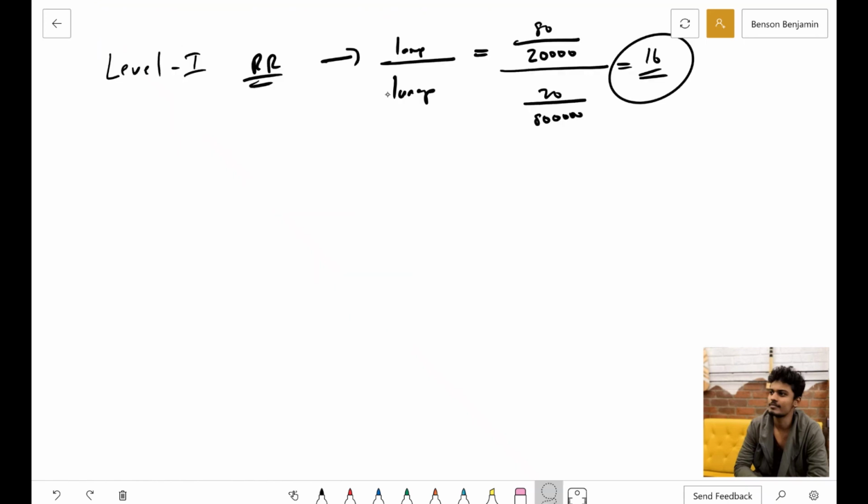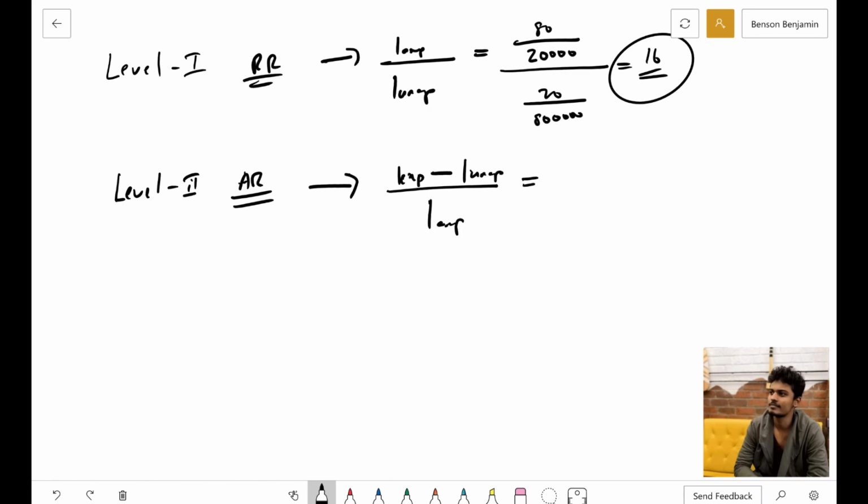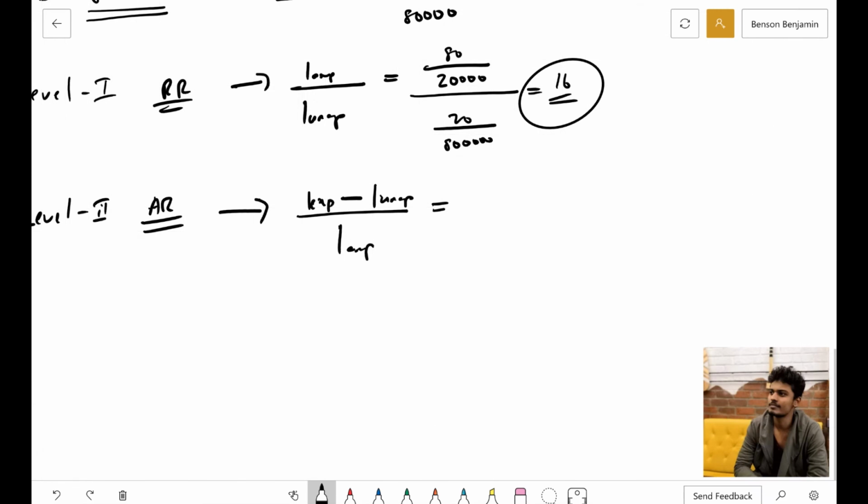Now let us go into level 2 questions. What is level 2? Level 2 was attributable risk. So what is attributable risk? Attributable risk is the percentage of the illness that is actually caused by the particular risk factor. To find that, we needed the incidence among exposed minus the incidence among the unexposed, divided by the incidence among the exposed.